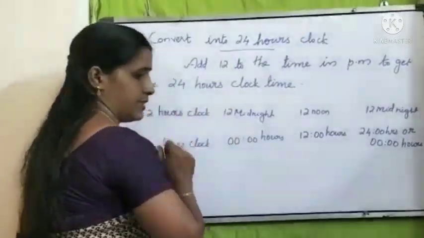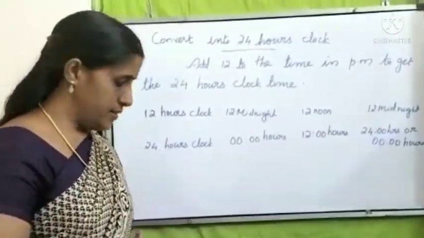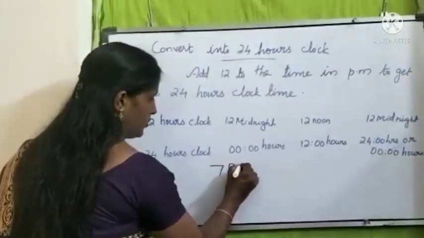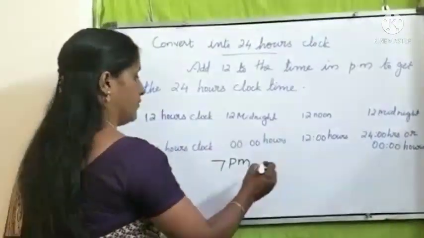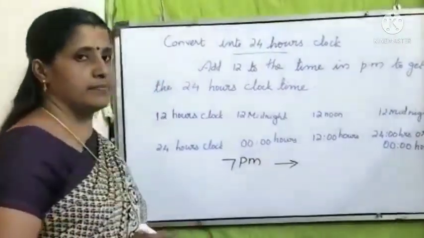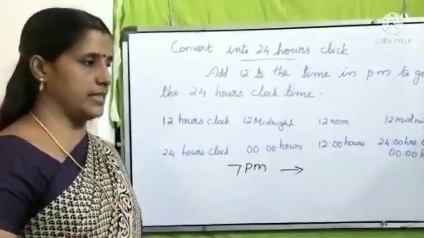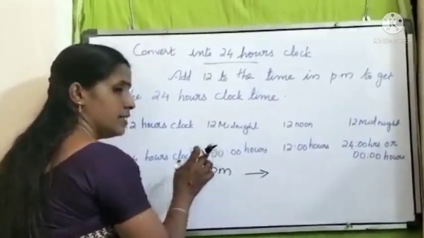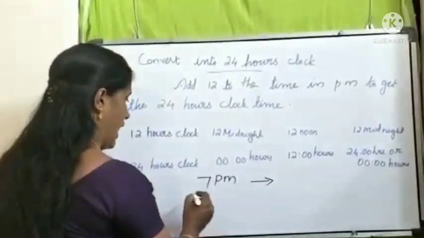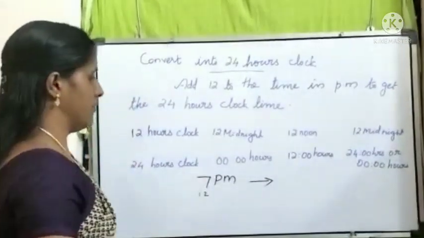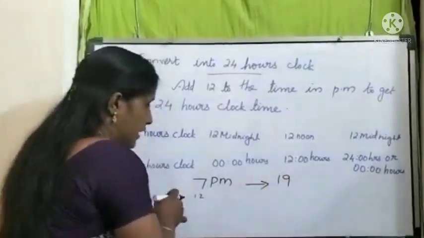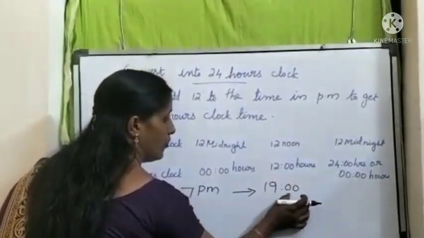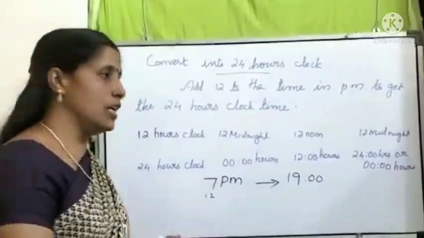In the 24 hours clock, the hour and minutes are each mentioned in two places. For example, 7 PM in the 12 hours clock, how can we mention it in 24 hours? So add 12 to the PM time. 7 PM means evening time, so adding 12 to the hours, 12 plus 7 is 19. But there are no minutes given, so we can put 00. 4 places we have to mention in the 24 hours clock.